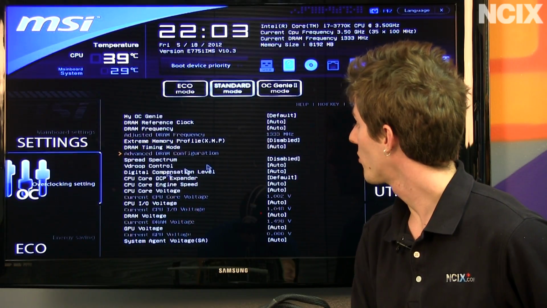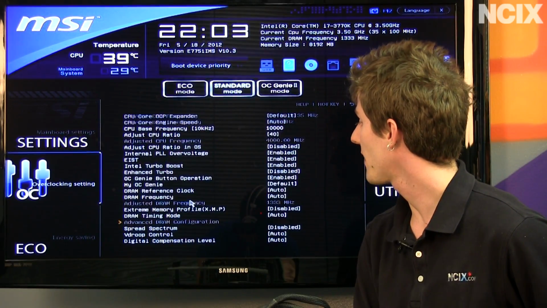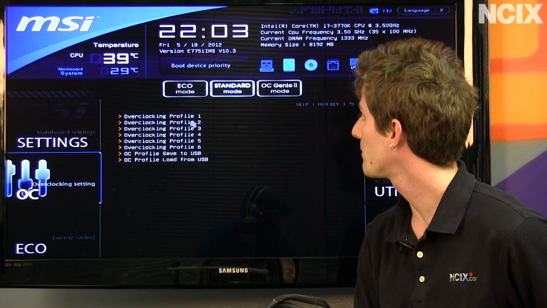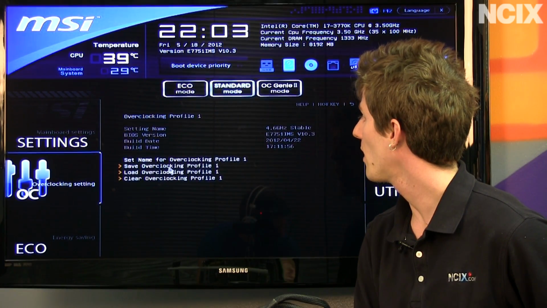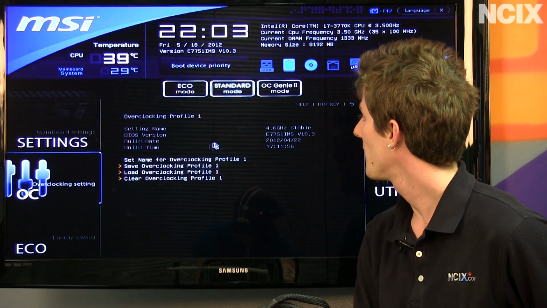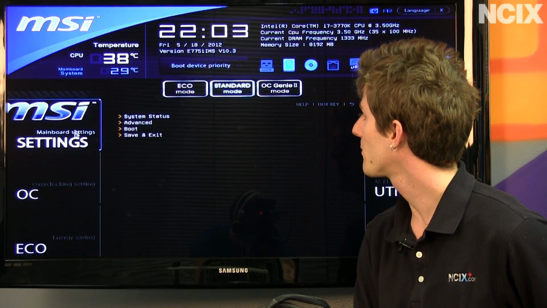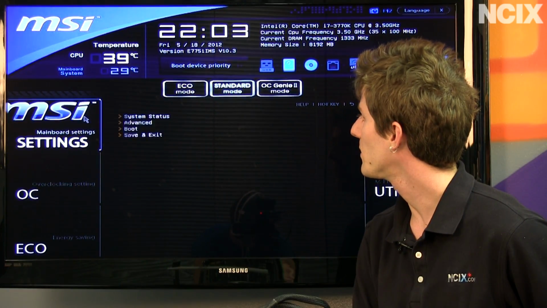So we are going to show you guys a pretty cool feature. Most motherboards have this feature these days called overclocking profiles, and I'm going to load up the overclocking profile that I have already saved and validated, and I'm going to show you guys the settings that we are using in it.